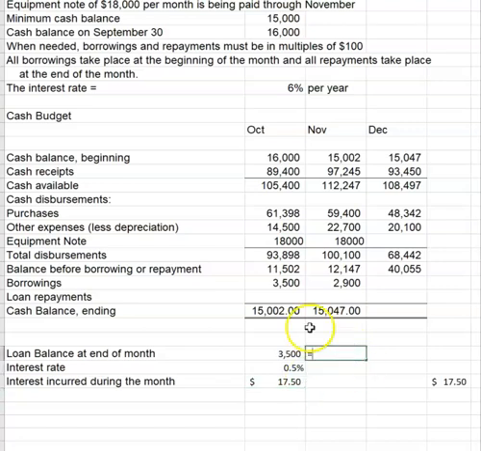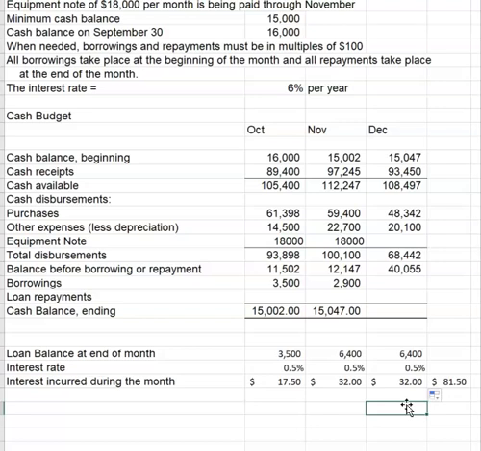So we had a loan balance of $3,500, and then we had to borrow another $2,900. So then we had a loan balance of $6,400. We have to pay 0.5% interest on $6,400. So $32. Then in December, we've got the loan balance because we don't pay it back till the end of the month, so we have to pay another 0.5% on that $6,400. So we have to pay another $32 in interest.